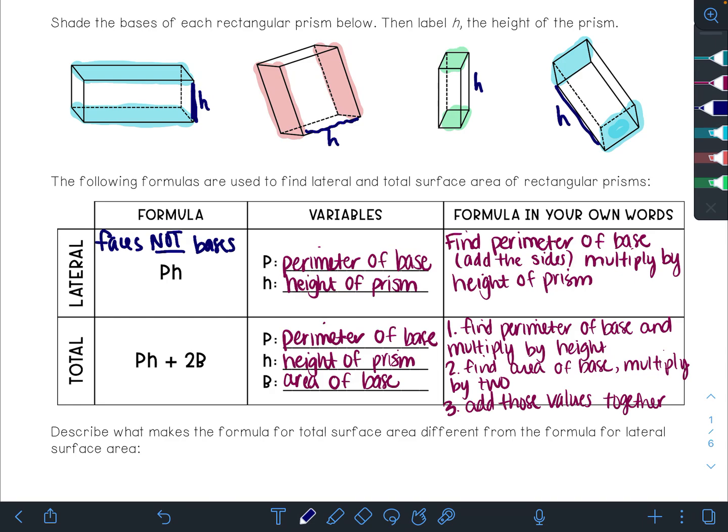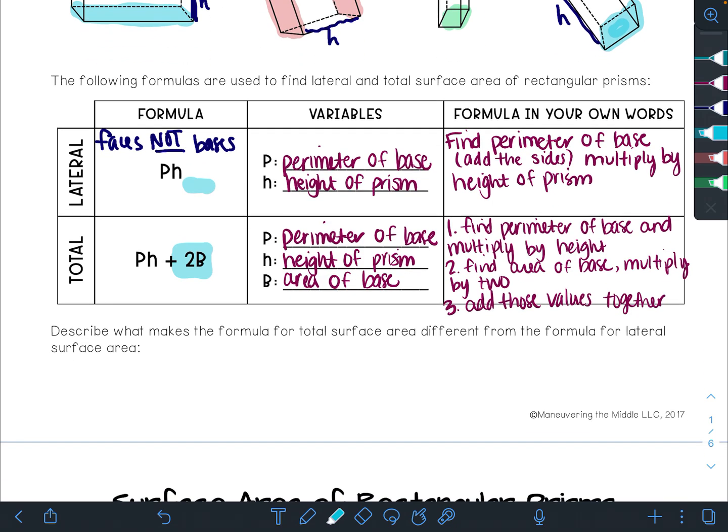If you notice, in total surface area, we add on this 2B. We know that big B stands for area of the base. This doesn't have that 2B up here, because we aren't including our bases. So for total surface area, I do the same thing as my lateral surface area: I find the perimeter of the base and multiply it times the height. And then I also have to find the area of the base and multiply it by 2 because I have two bases. You have to find the area of the base, multiply it by 2, and then add those two numbers together.